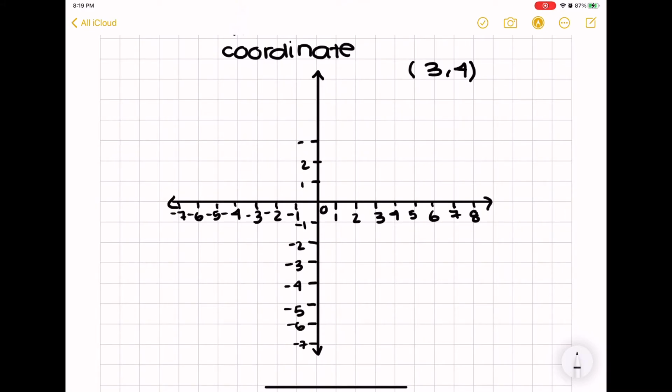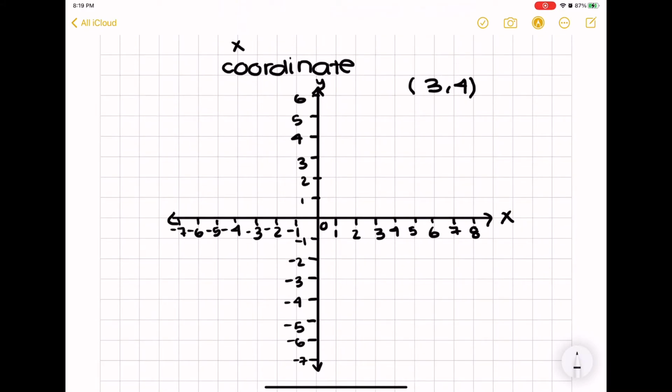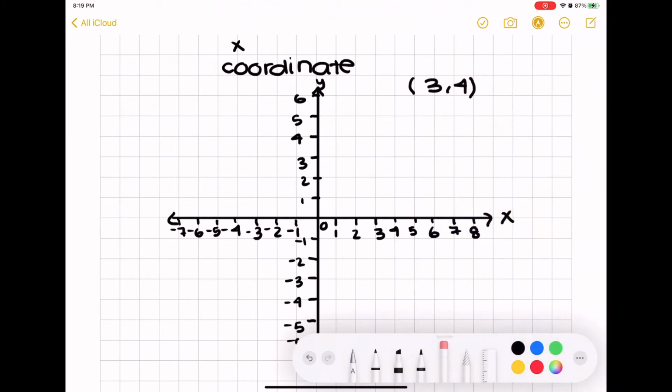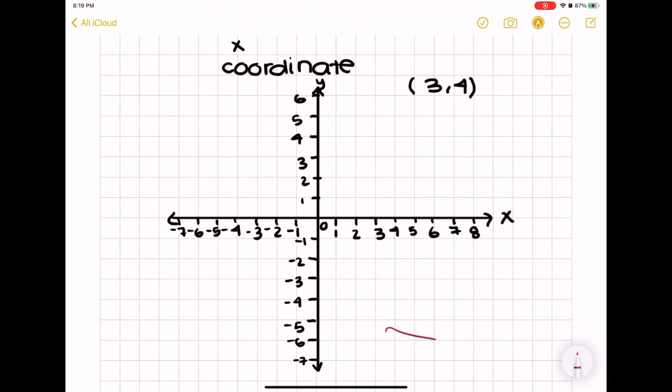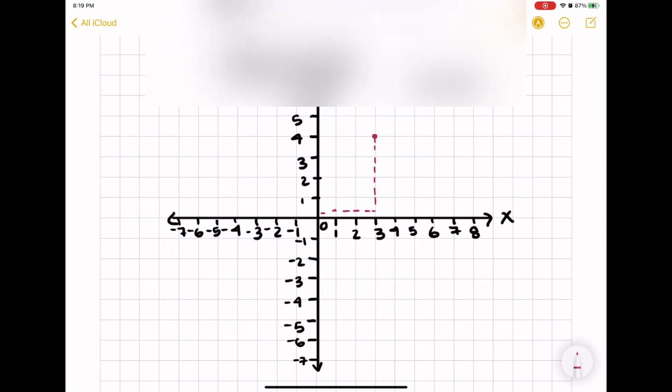So we graph it, or we write the coordinate plane just like any other, and then we label the vertical line as the y-axis and the horizontal as the x-axis. Then we go ahead and count on the y-axis. We count to 3, and then we go up by 4.